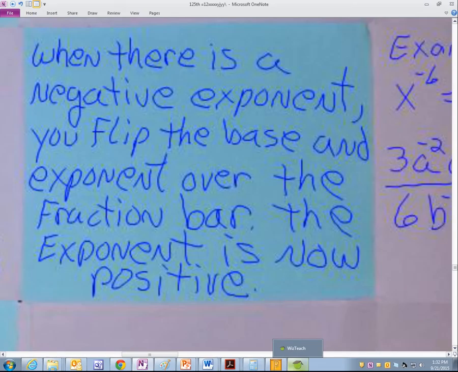Wait, negative 0 is 0 over 1. But 0 is not 1 over 0 because you can't split anything into nothing, no groups. You cannot divide by 0.